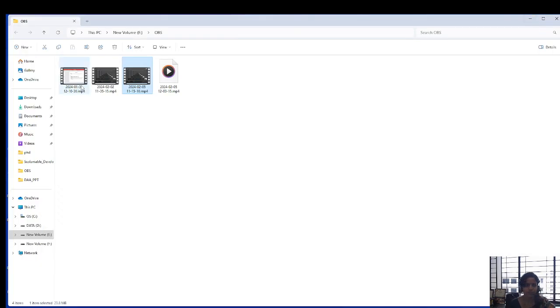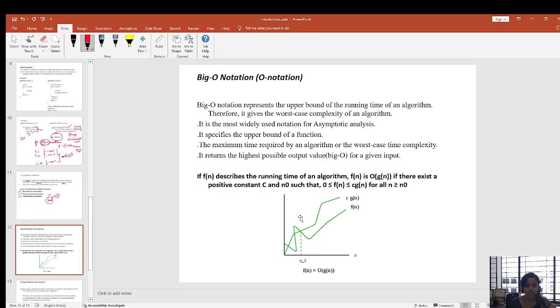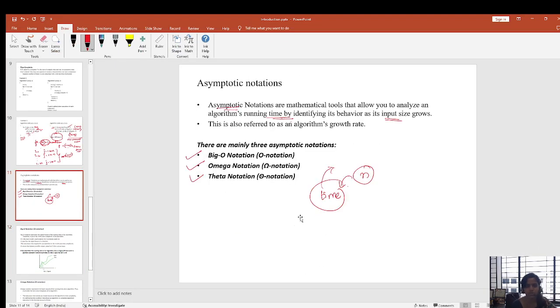Good morning, students. In the previous lecture, we have started about the asymptotic notation. We just saw a brief about asymptotic notations. So, as mentioned earlier, we have mainly three different asymptotic notations: big O, big omega, and big theta.